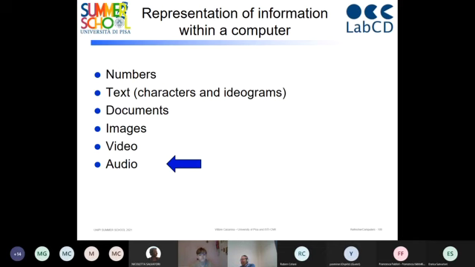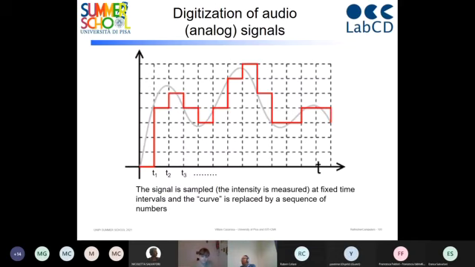The audio, you may imagine, how can you change the audio into numbers? Well, what is the audio? The audio is a signal that in real life is a compression wave in the air that is hitting your ear, and you hear the sound. Your brain translates this hitting of the air on your ear into sound.